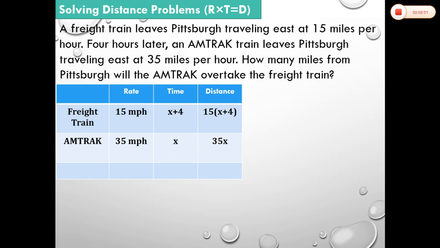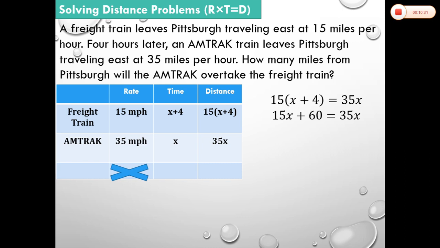The freight train has a time of x plus 4 since the freight train is already ahead of the journey by 4 hours. Its distance traveled is 15 multiplied by x plus 4, and the Amtrak train is 35 multiplied by x. The equation is 15 times x plus 4 is equal to 35x. This will be the time that the Amtrak train starts to overtake the freight train.